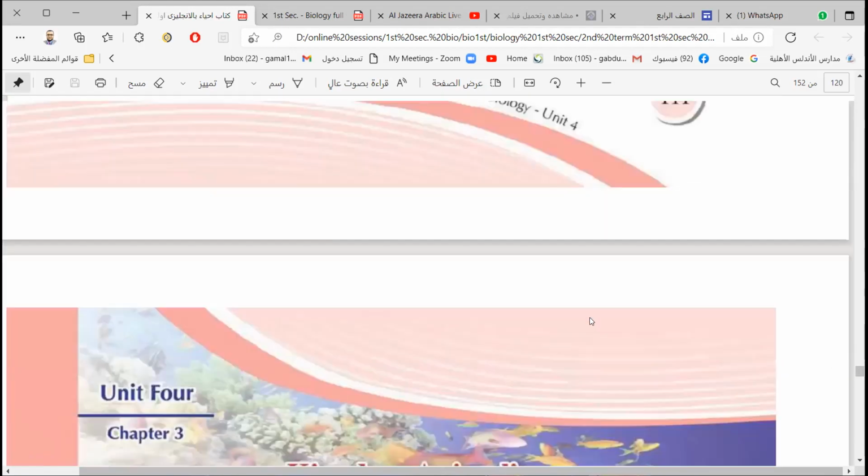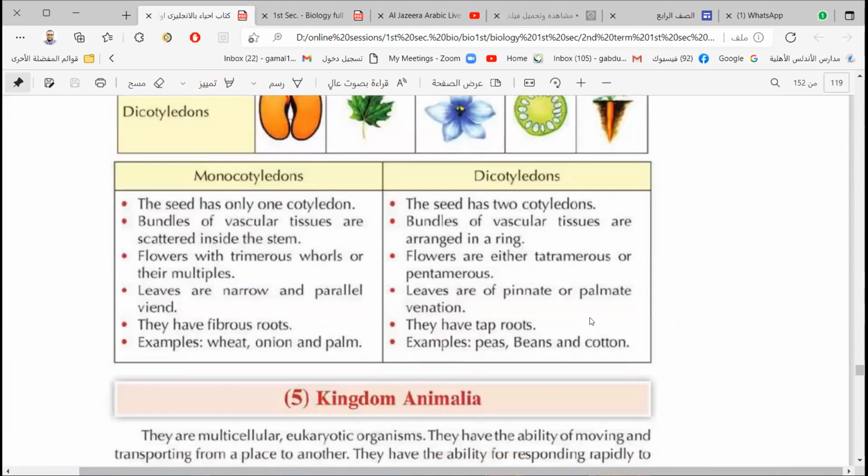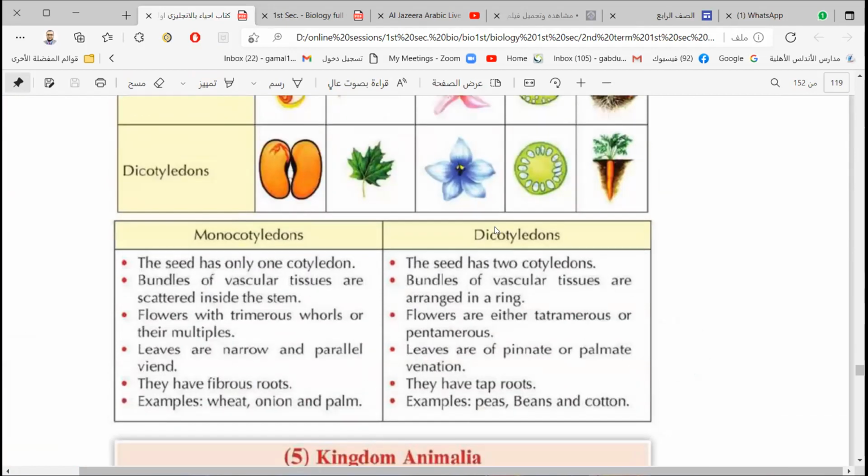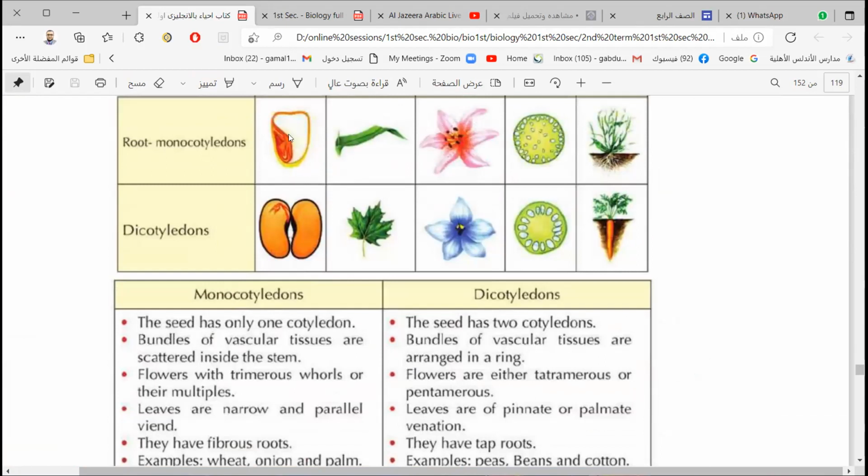Always a question on this part of the lesson. Here, comparing between monocotyledon and dicotyledon. We have to remember the differentiation between them. Monocotyledon, like a maize or corn plant, like palm tree, like wheat plant, and dicotyledon like pea plants or beans or cotton plants. The leaves are parallel veined, and here in dicotyledon the leaf is pinnate or palmate. The veins are reticulate. التعرق شبكي هنا تعرق متوازي.